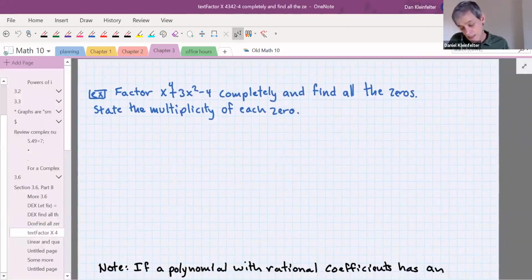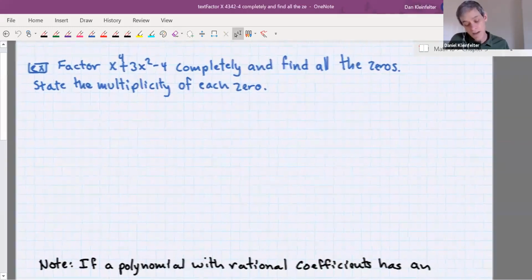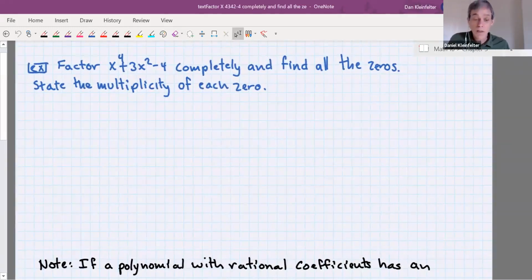Okay, so in this one, it says factor this polynomial completely and then find all the zeros. So we want the factored form and also what the zeros are. This one is x to the 4th power plus 3x squared minus 4. We want to factor this, and there's going to be 4 zeros and 4 linear factors. One thing I'm noticing is that in the structure of this, there's 3 terms, and the exponent on the highest degree term is twice as much as the exponent on the second term.